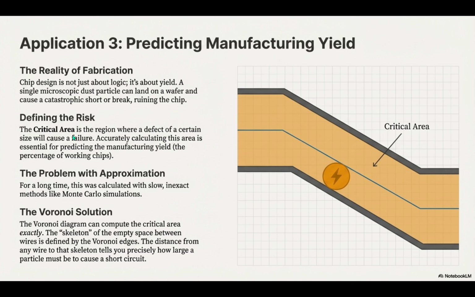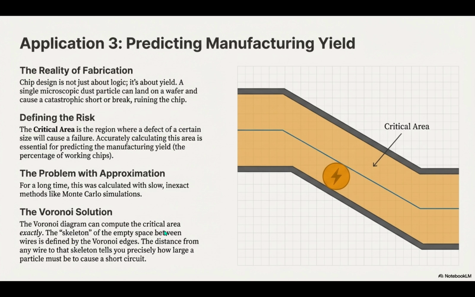The old way to do this was with things like Monte Carlo simulations. Which are slow and based on probability, right? There you go. Statistical sampling. Exactly. You run massive simulations to get a good guess of how many chips will fail. But the Voronoi diagram gets rid of the guess. It calculates the critical area exactly.